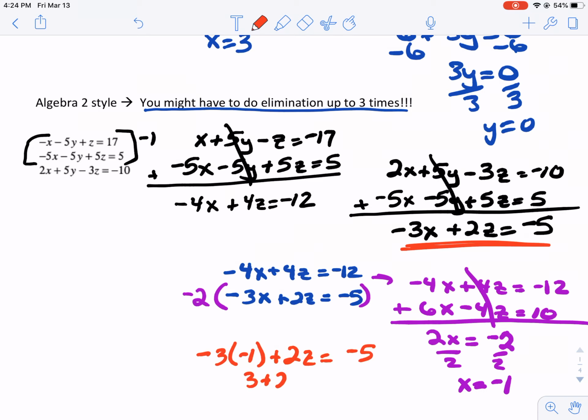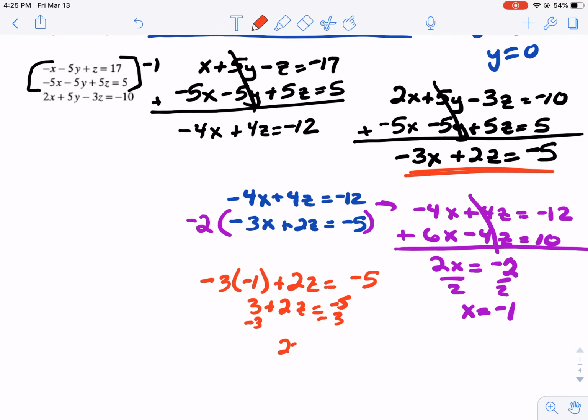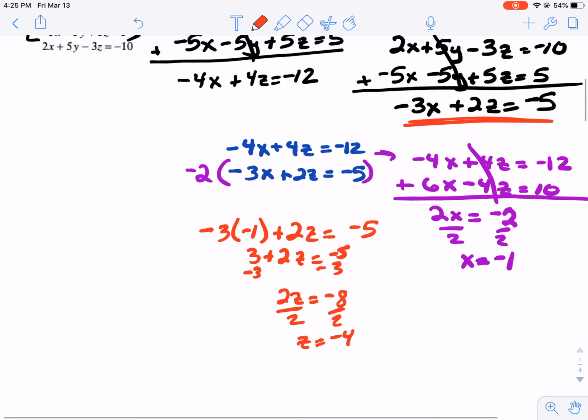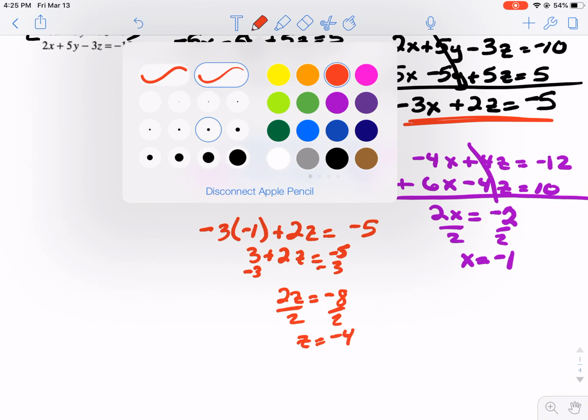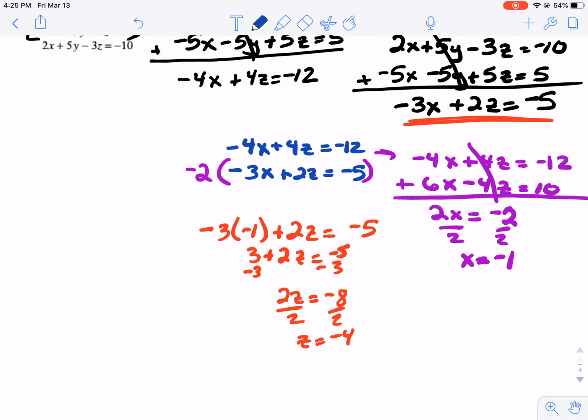So 3 plus 2z is negative 5. Subtract the 3. 2z equals negative 8. Divide by 2. And now z equals negative 4. So now I have an x, now I have a z, and now I go back to one of the original equations and plug both of those answers in. So I'm going to pick the bottom one because that's the one I can see.